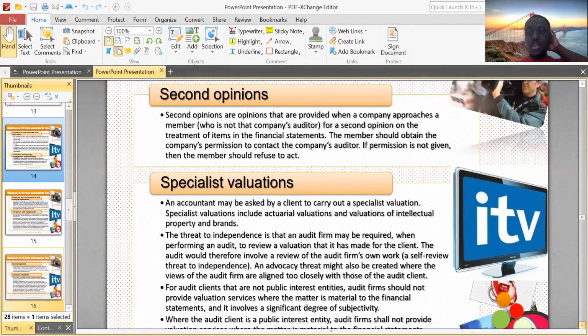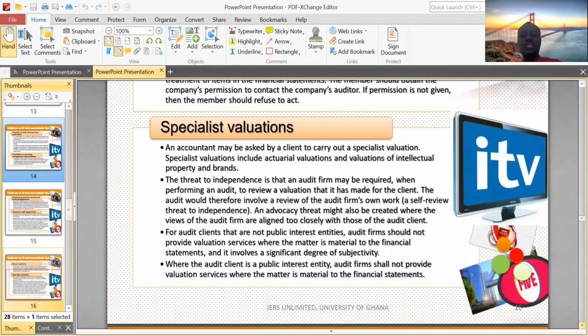Very, very important. Then you have specialist valuations. An accountant may be asked by a client to carry out specialist valuations, which may include things like actuarial valuations, valuations of intellectual property and brands. The threat to independence is that an audit firm may be required to review a valuation that it has made for a client. So if you are working on things like specialist valuation, there might be a self-review threat, because there are times when the auditor might have to review their own work. And it will also create advocacy threats, right? Because something you've worked on, you will try to push it, you will try to promote it, and so you'll be an advocate for it.